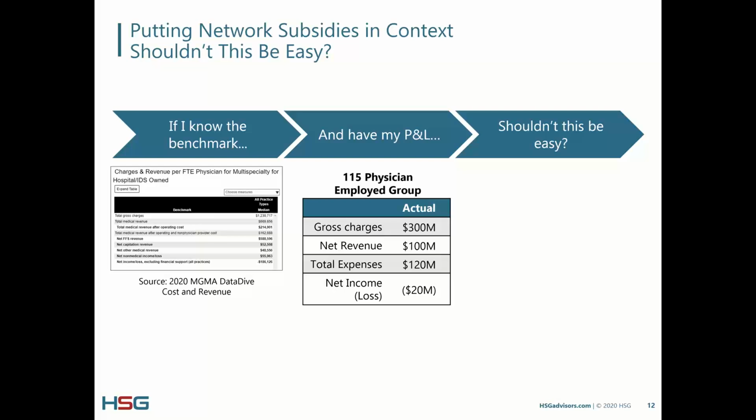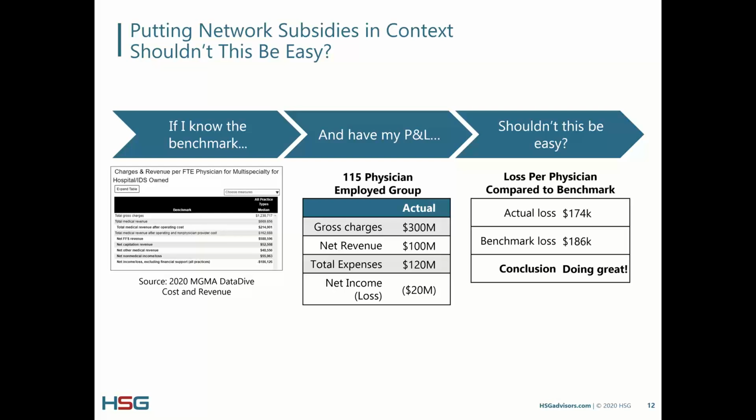And if I'm a 115 physician employed group and I'm losing $20 million, I can just do the math and say, well, I'm losing $174,000 per physician, and the benchmark loss is $186,000 per physician. So I can come to the conclusion, hey, I'm doing just great. But the problems with that are a few fold. But first, that really doesn't give us a lot of indication on what's going on under the hood.